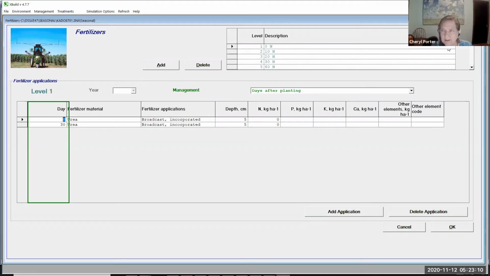And you can see that I have those same treatments, same 15 treatments set up.